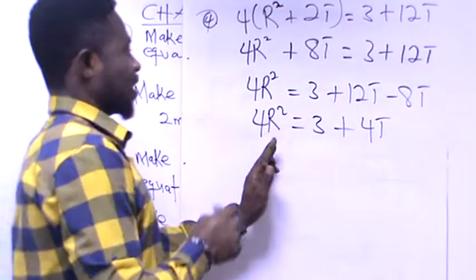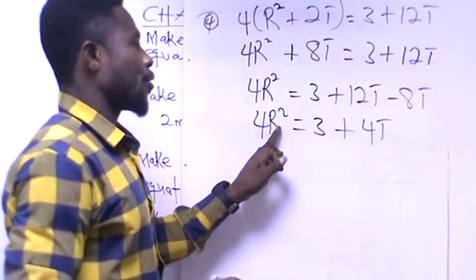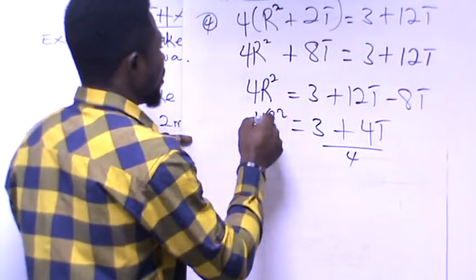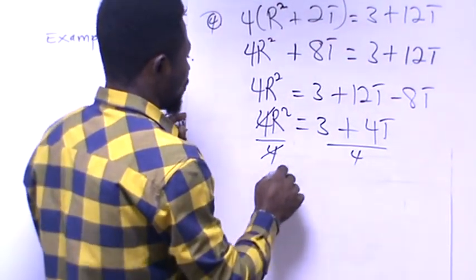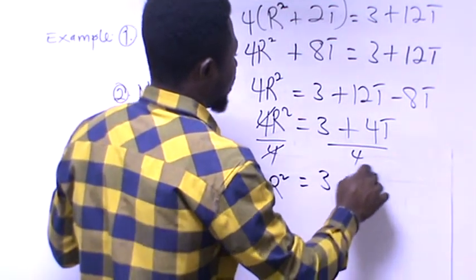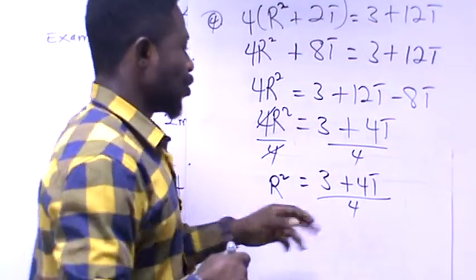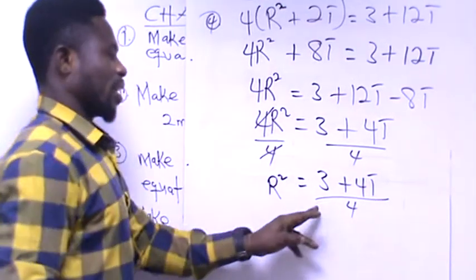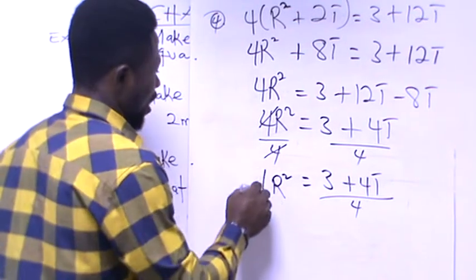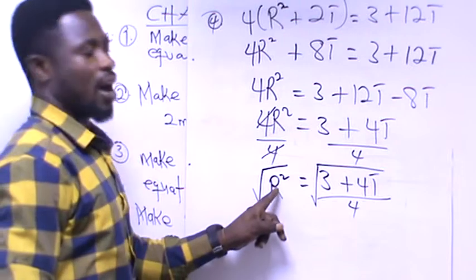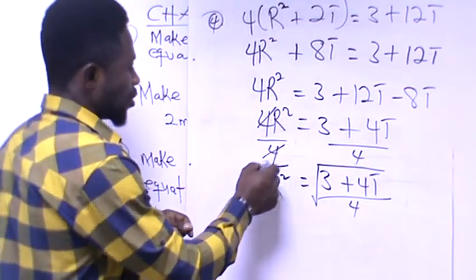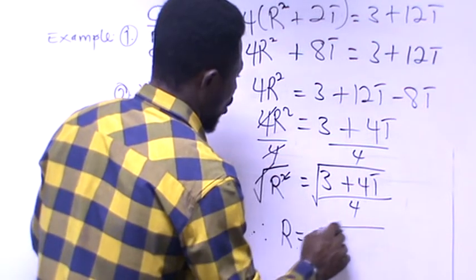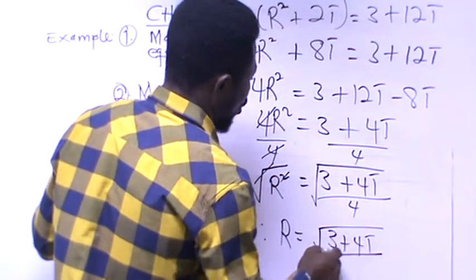After getting to this stage, we have r squared attached by this 4, so we get rid of the 4 by dividing both sides by 4. The 4 is taken off, and then you have r squared equals 3 plus 4t over 4. Please don't take this 4 to cancel this. Please don't do that. We have r squared equals 3 plus 4t over 4. Then we apply our square root sign because we are not in need of r squared, but we are looking for r. So the square root sign removes the square. Therefore r equals the square root of 3 plus 4t all over 4.